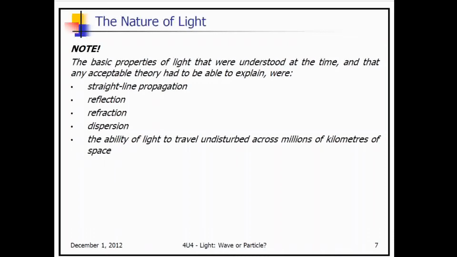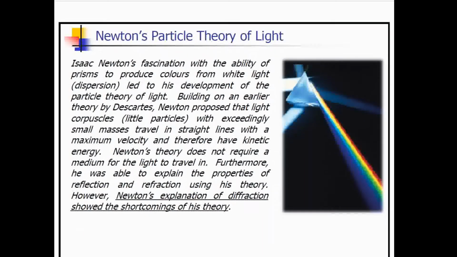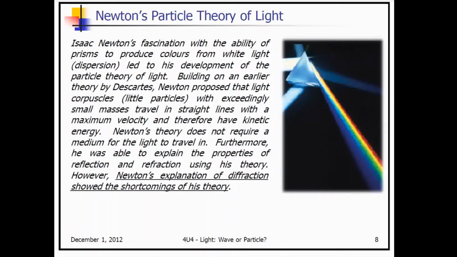So the basic properties of light were understood at the time, and any theory had to be able to explain these things. They knew that light exhibited straight line propagation. They knew that light reflected and refracted. They knew that it dispersed, and they also knew, this was a big one, that light had the ability to travel undisturbed across millions of kilometers of space. So light traveled from the sun to the earth. And how did that happen? They didn't know, because we'll get into why that's such a critical thing a bit later.